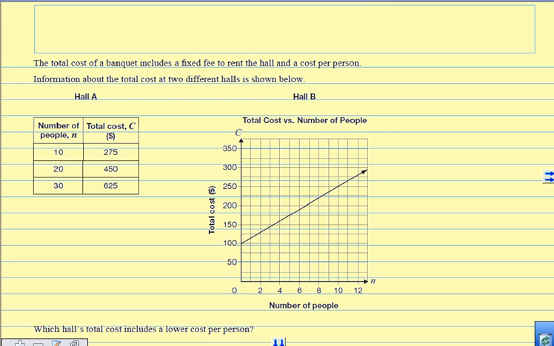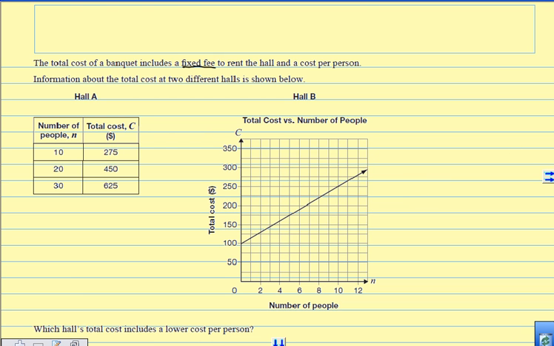Okay, welcome back to example 4 on your exam review. Here we go. We're looking at a problem here. This problem says the total cost of a banquet includes a fixed fee to rent the hall and a cost per person. Information about the total cost at two different halls is shown below. We have Hall A, given to us in a table form, and Hall B, we're given a graph.